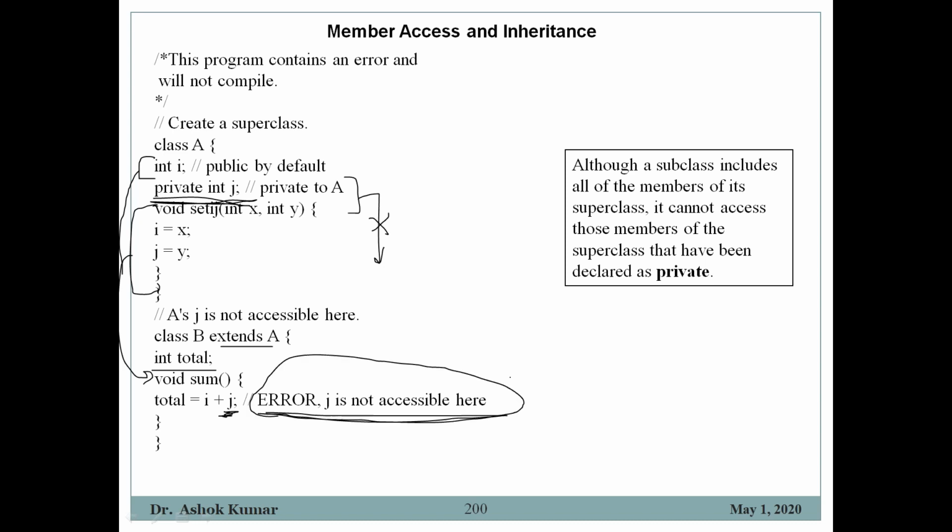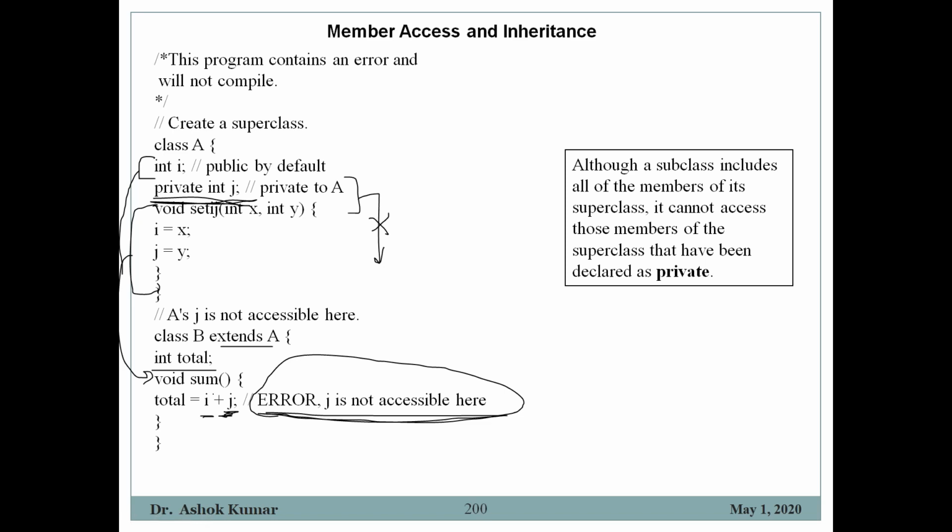So if you want that any member of the class should not be accessible in the subclass, then you should make that member private. So this j is now private and cannot be accessed, but i can be accessed directly because i is the default member, and when you inherit A into the class B, it will become a member of the class B, or it will be accessible through the subclass B.